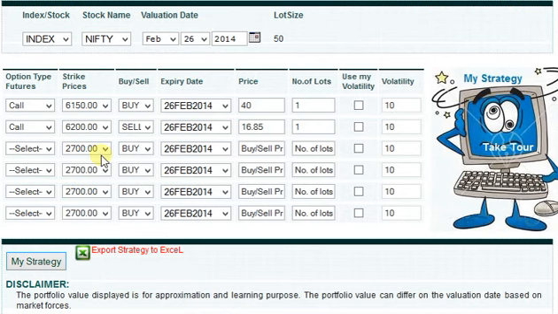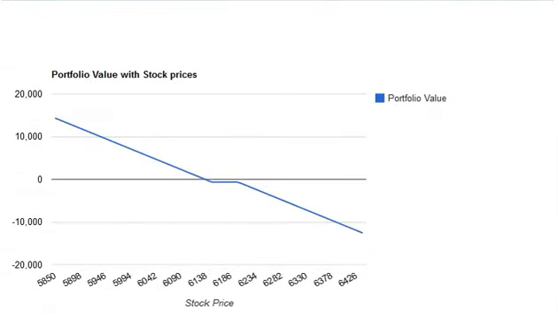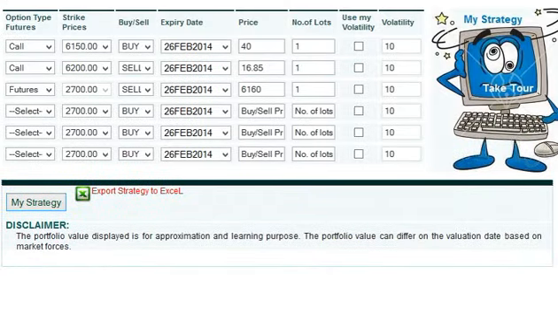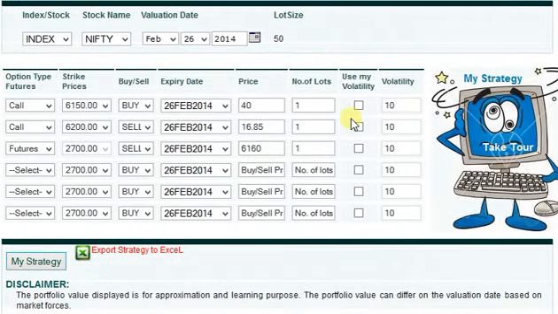I can also try various other combinations like taking a futures and I want to short this futures. So I'm going to short this futures. Let's say I can short it in the market at a price of 61.60 and I'm going to short one lot of it. So how my strategy would look like? So my strategy would look something as shown below. So this is how my strategy would look like. So this is kind of bearish strategy.